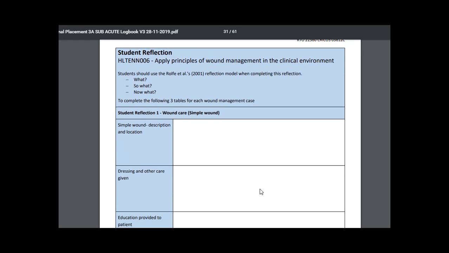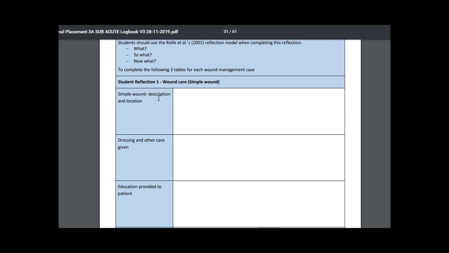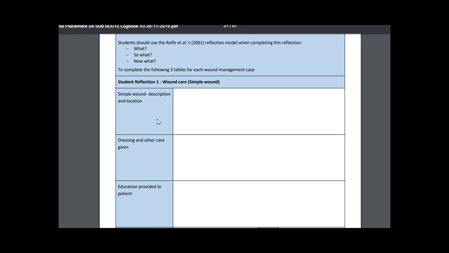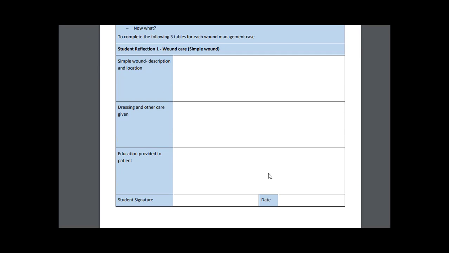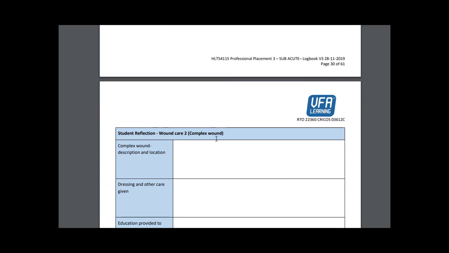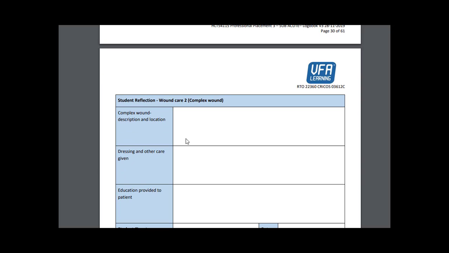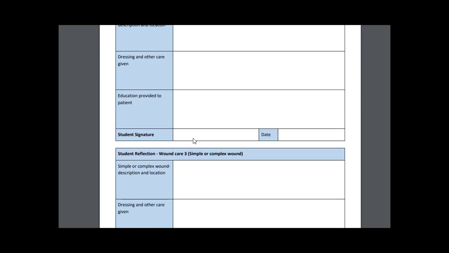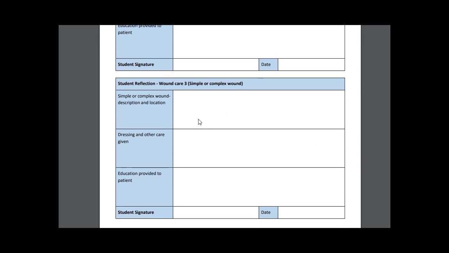model and think about what the simple dressing wound looked like, and then the care that you gave and the education you provided to that person. And then again, for the complex wound, same thing, where it was, what was different about it, what made it complex, and then for the third one, make sure you stipulate whether it was simple or complex.